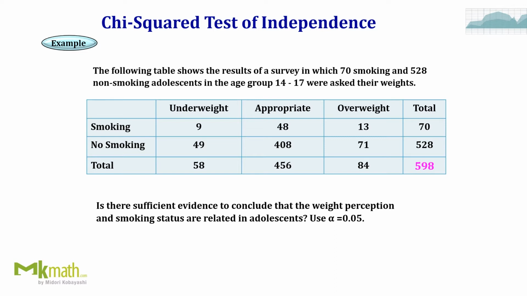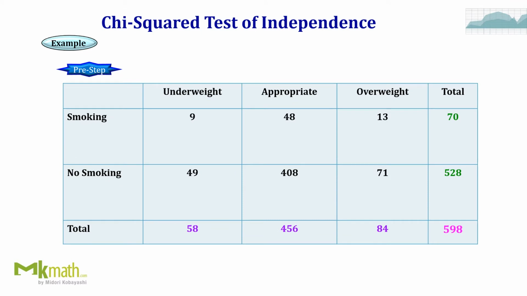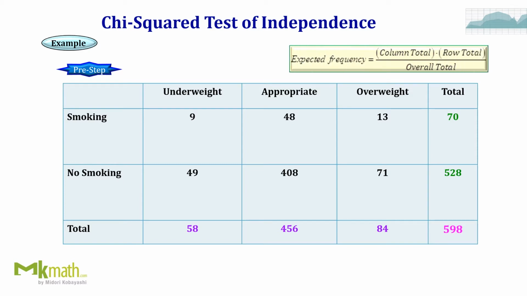Let's try an example. Here, we use the chi-squared test to determine if the relationship between weight perception and smoking status in adolescents are independent or not. For the pre-step, calculate the expected frequencies using the formula. Please note that overall value or grand total is 598 in this case, so we use it on each denominator when calculating.